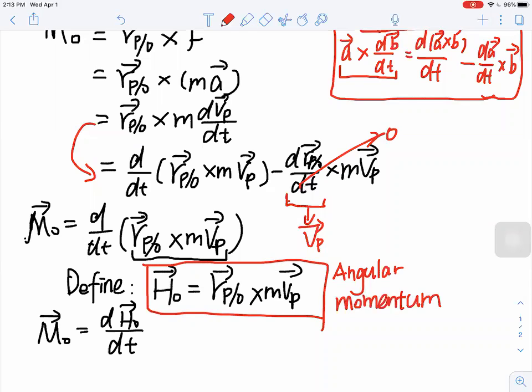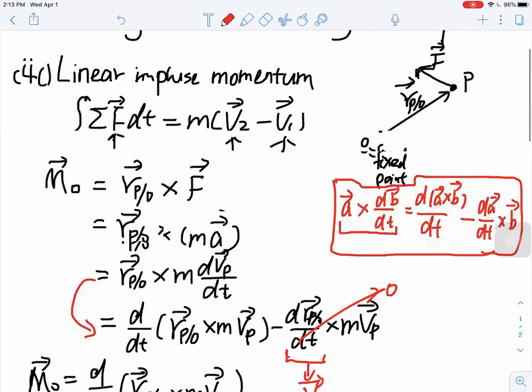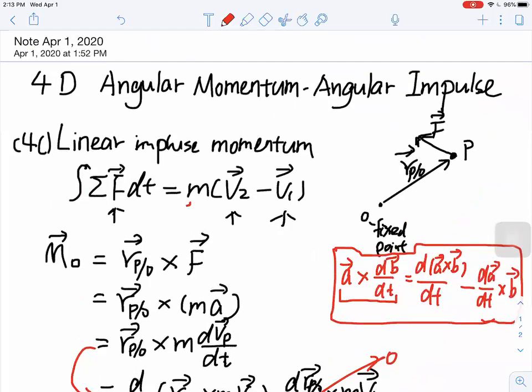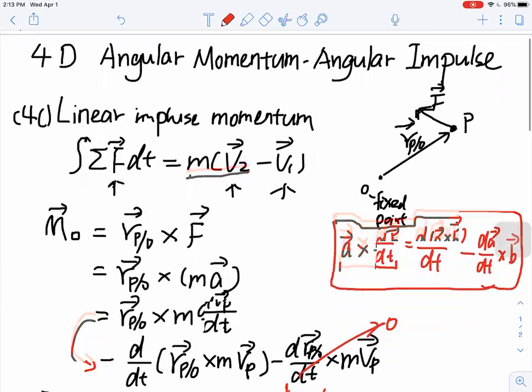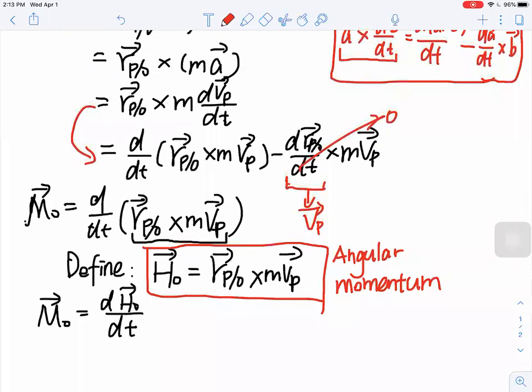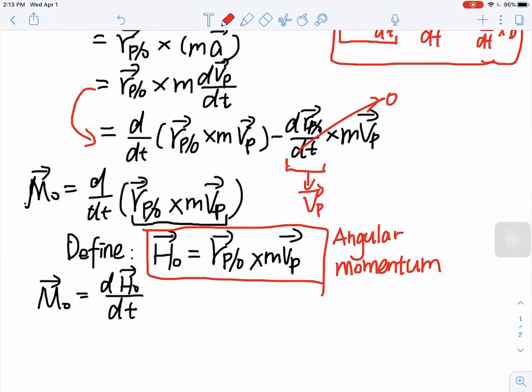And compare this with what we learned in linear momentum. If we go back here, linear momentum is just mass times velocity, right? That's a linear impulse momentum equation. But in this section, the angular momentum is a cross product between r and m vp. They're both vectors. Okay, and then we end up with this, which is a simpler expression for moment.